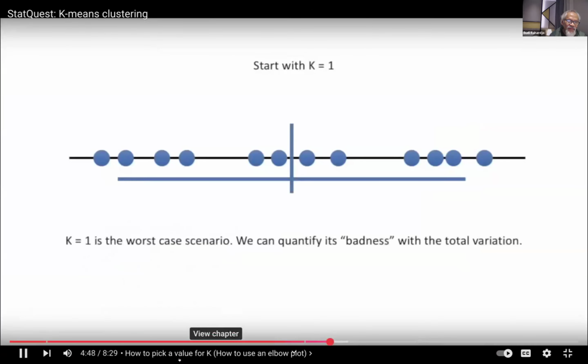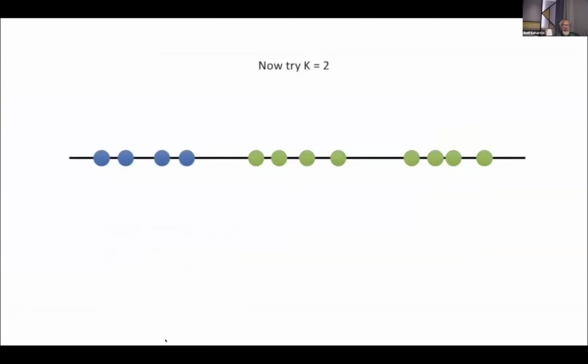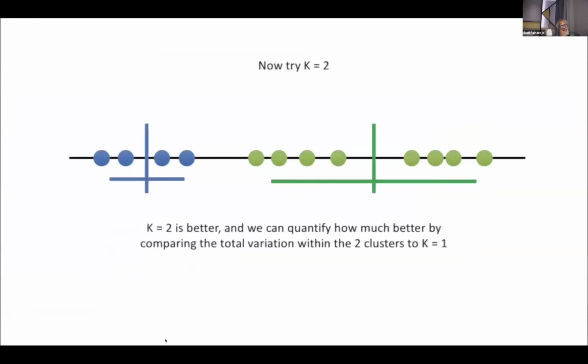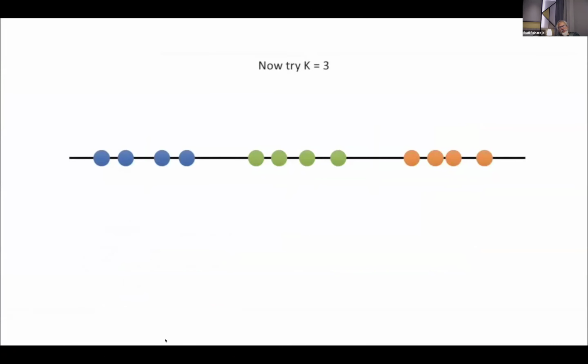We'll start with k equals 1. K equals 1 is the worst case scenario. We can quantify its badness with the total variation. Now try k equals 2. K equals 2 is better, and we can quantify how much better by comparing the total variation within the two clusters to k equals 1.